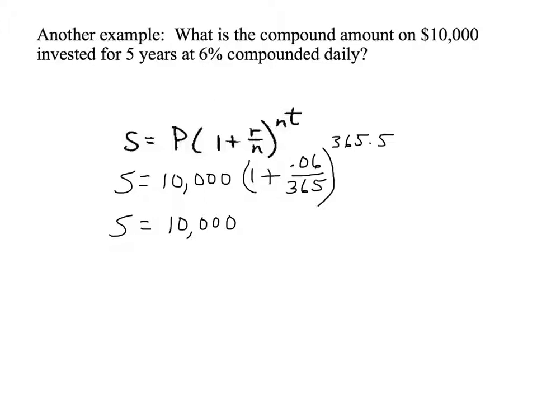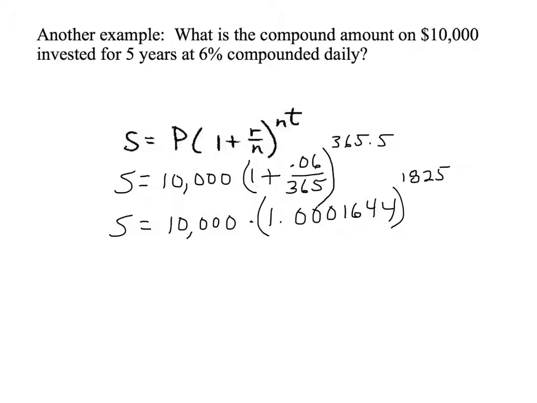Once again, I am going to do that on the calculator. I'm going to add 1 to that. So it's going to be times 1.000164, and now that is all to the 1,825th power, multiplying 365 times 5.